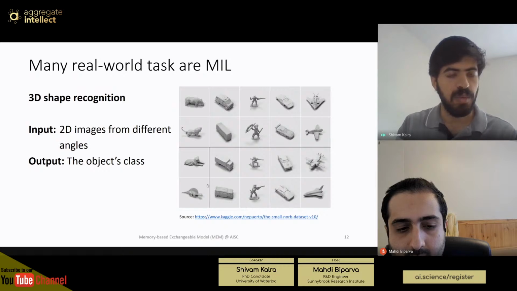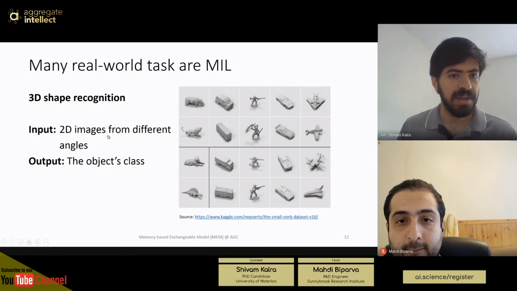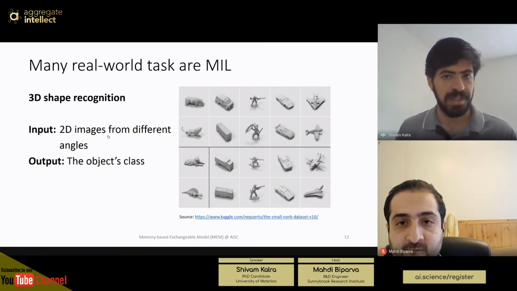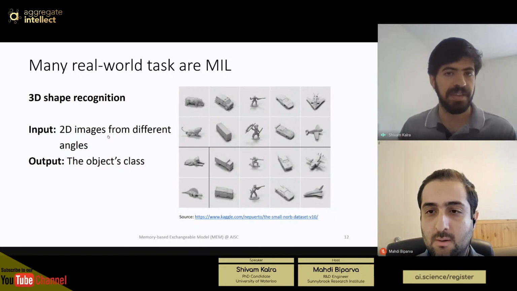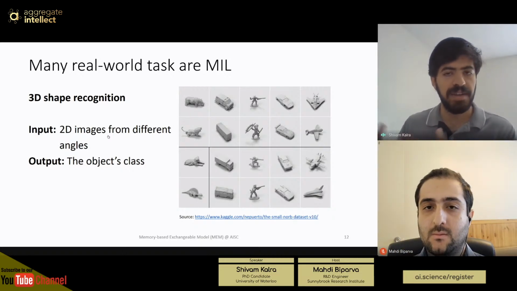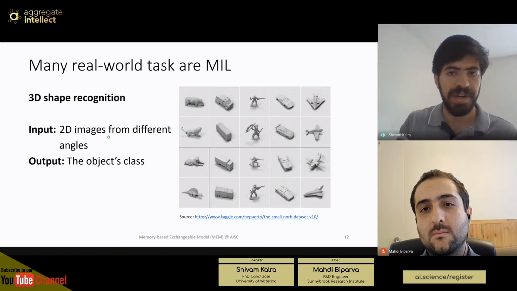Same thing, one more application is 3D shape recognition, where you can take the 2D images from different angles of a 3D object, and the output would be the object class. So again, the order should not matter. You need to formulate the MIL such that when you are giving the input, the order of the instances inside the input should not affect the final output. If you can have that, you can utilize our model for learning from those types of input data.